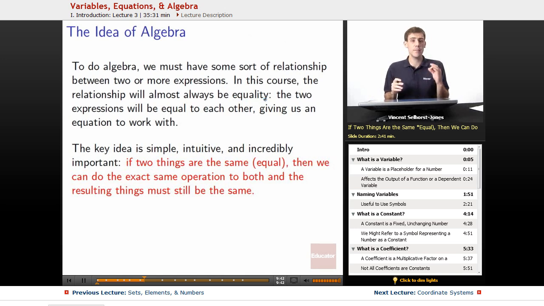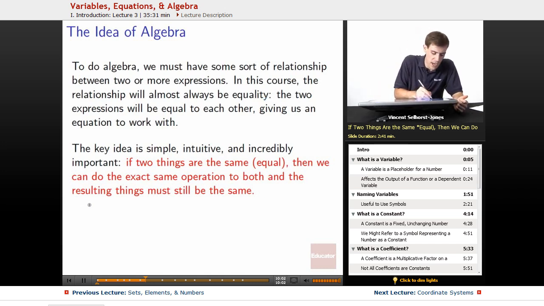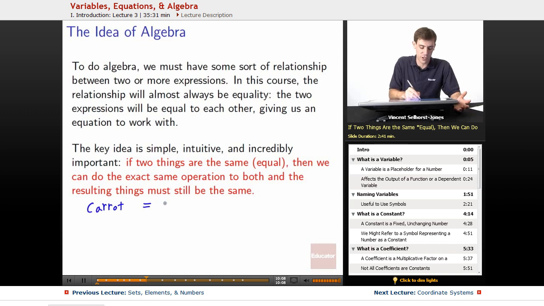The key idea behind math, not behind all math, but behind algebra, is simple, it's intuitive, and it is incredibly important. If two things are the same, equal, then we can do the exact same operation to both things, and the results will have to be the same. So let's look at it like this. If we've got a carrot here, and then we have another carrot that is exactly like that first carrot, so they are a perfect copy of one another.